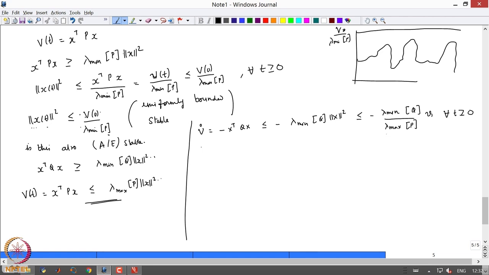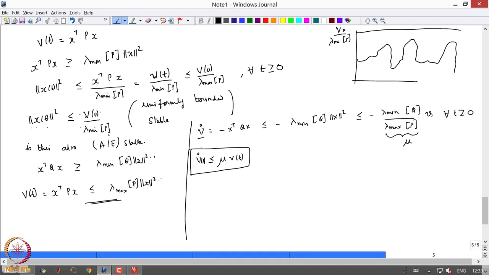Okay. So, this will be a number, right. The minimum eigenvalue of Q is known, and the maximum eigenvalue of P is known. So, let me call this ratio mu. So, I have V dot is less than or equal to some number mu times V of t. Now, I have a differential equation in V, which looks like this: V dot of t is less than or equal to mu V of t.